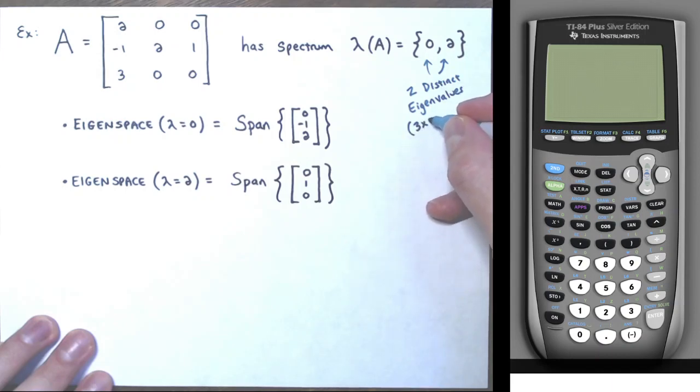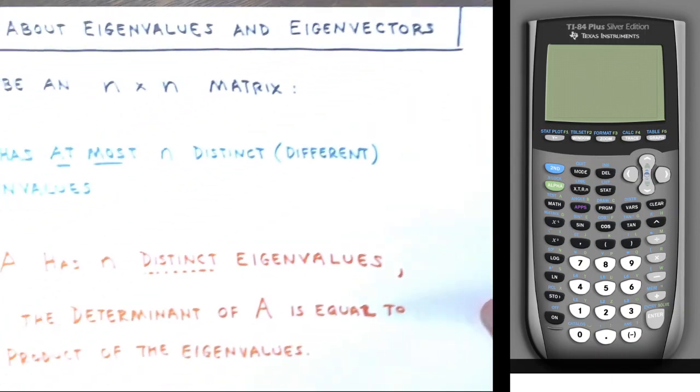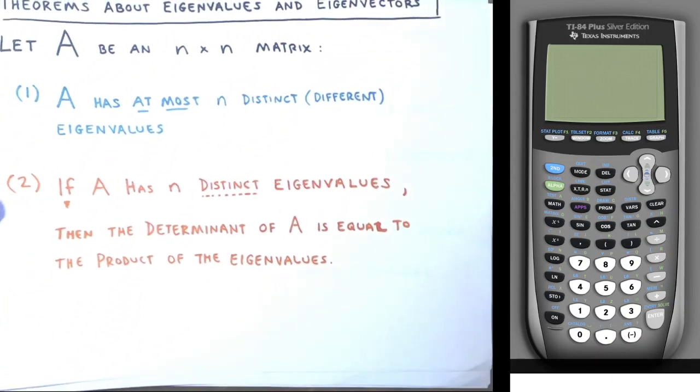Now this is a 3 by 3. So a 3 by 3 matrix will have maybe 3, maybe 2, maybe 1 different eigenvalues. Notice here that it has less than 3 though, right? It has less than n. N in this case is 3. So statement 2 doesn't apply.